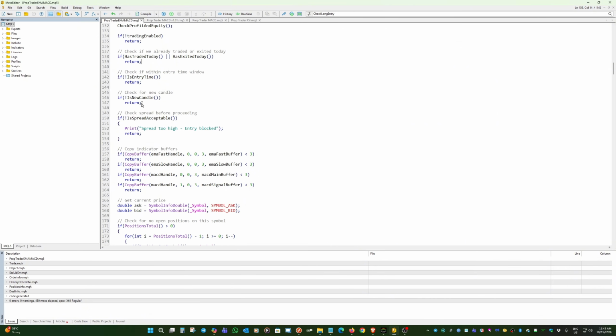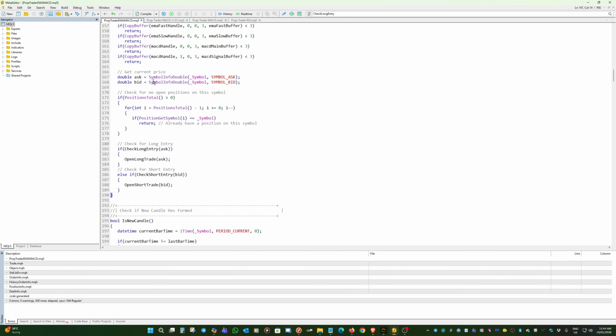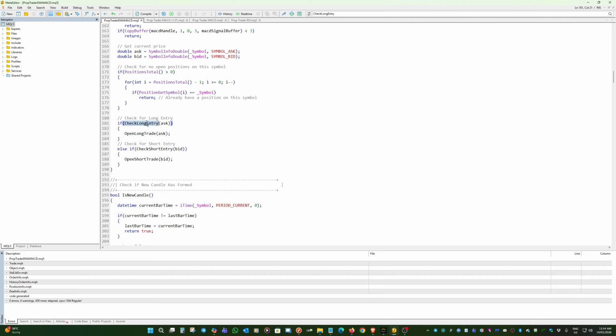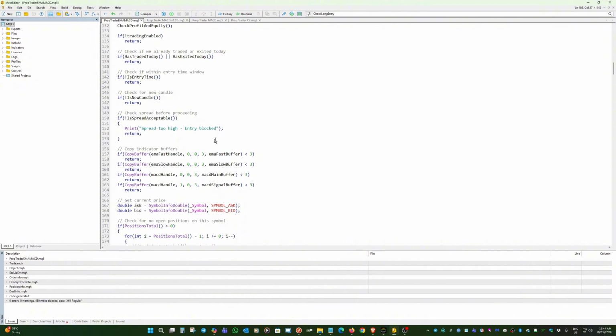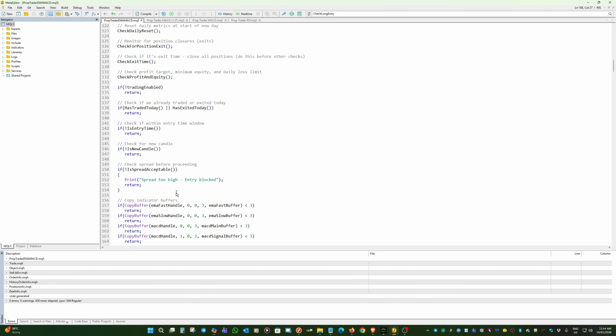We're checking for a new candle. If it is a new candle, then we continue. If not, it just stays at this point, returns back to the beginning. We check the spread before we can actually think about entering a trade. And then we're actually checking for a long entry or checking for a short entry. So according to this logic, this particular step here, check for an entry, should not be happening at all until the close of a new candle and only when a new candle opens. So the logic is actually correct, even though the actual entry point isn't correct.